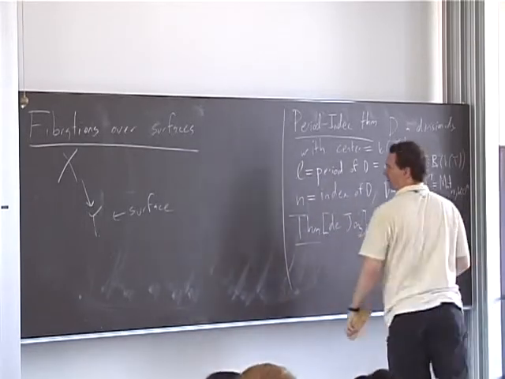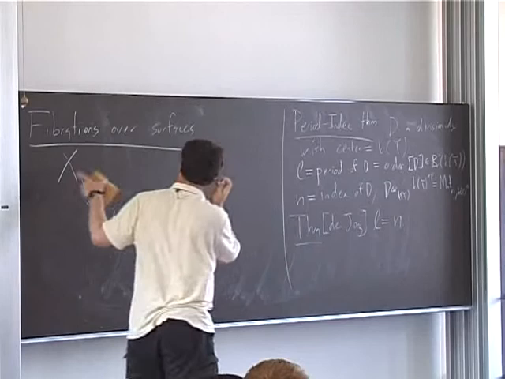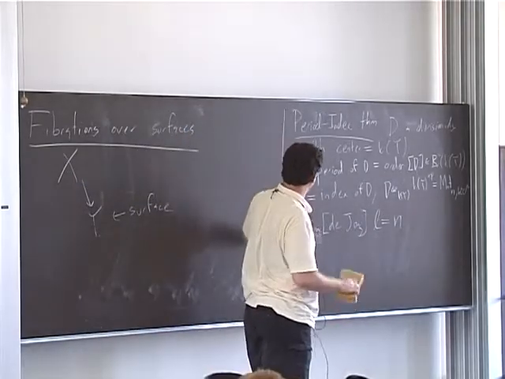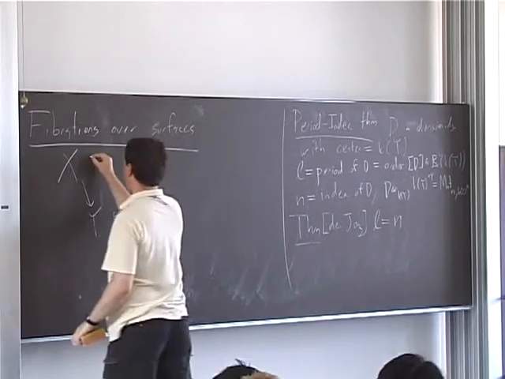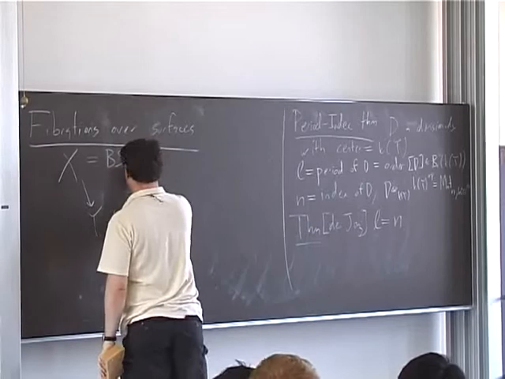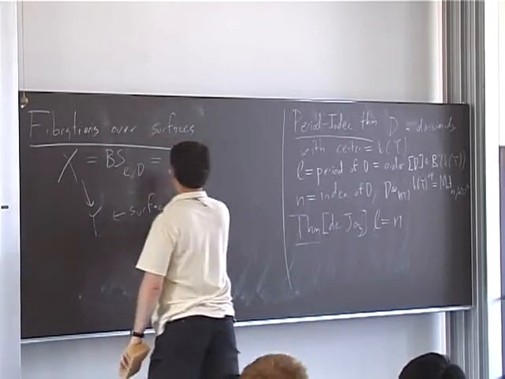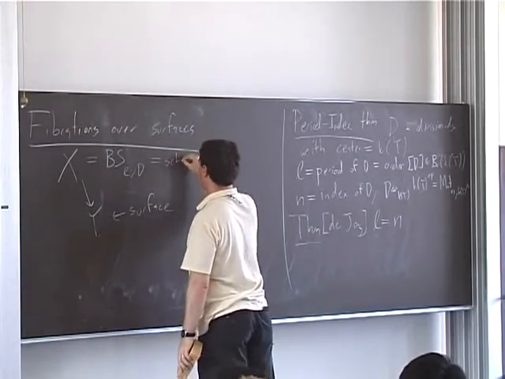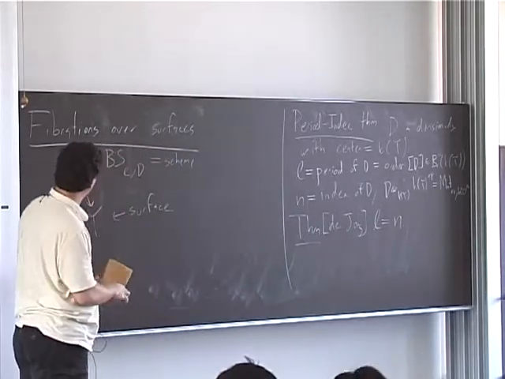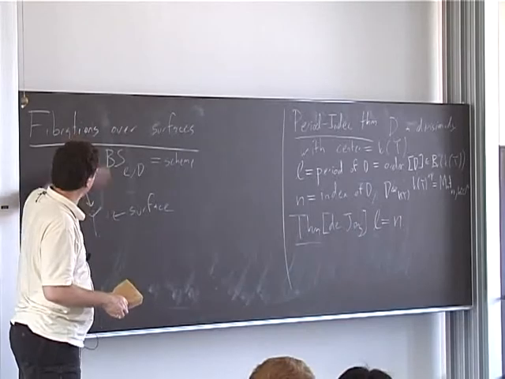L equals n. So let me just point out right now how we're going to get a fibration out of this setup of a division algebra. The point is that we can let X be the Brauer-Severi variety of D. So this is the scheme. I mean, it's a scheme over Y, but we really only care about the generic fiber of this thing.